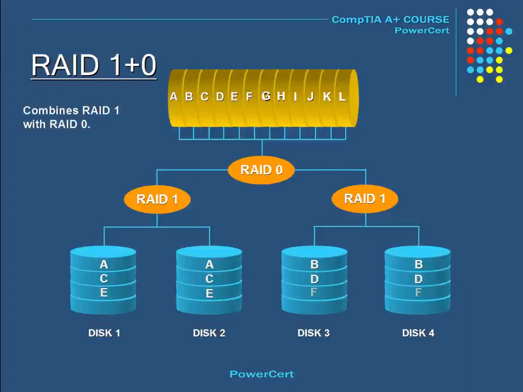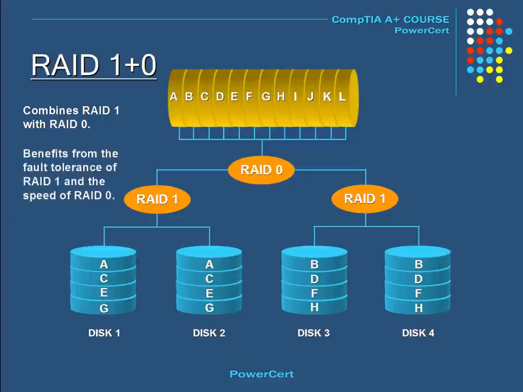So in a RAID 10 setup, a set of 2 disks are mirrored using a RAID 1 setup. Then both sets of the 2 disks are striped using RAID 0. So a RAID 10 setup benefits from the fault tolerance of RAID 1 and the speed of RAID 0. But the downside in a RAID 10 is that you can only use 50% of the capacity for your storage. So if you're using 4 disks in a RAID 10 setup, you can only use 2 of them for actual storage.